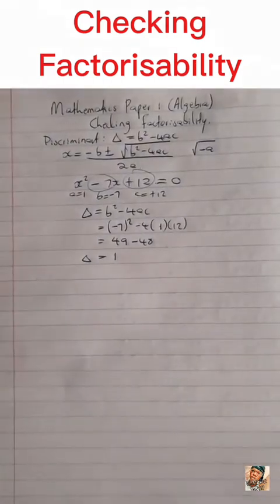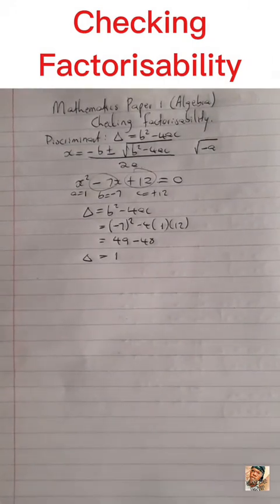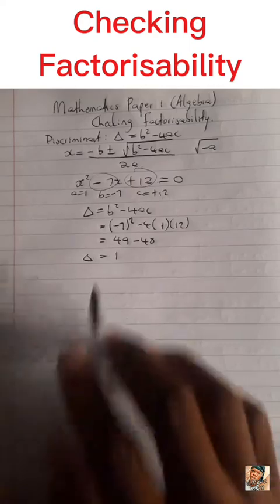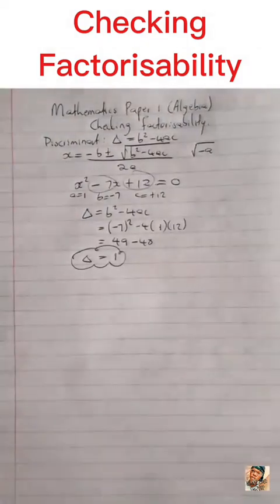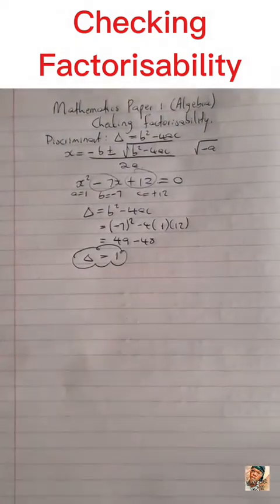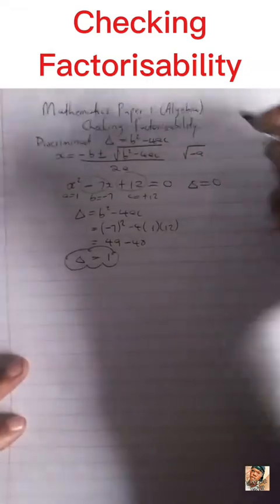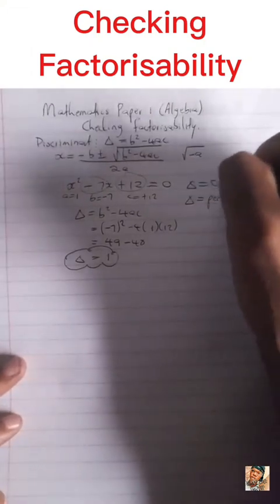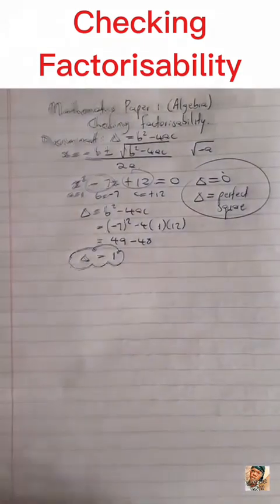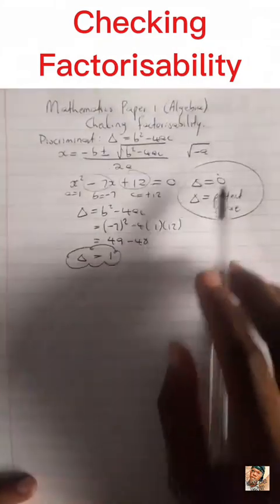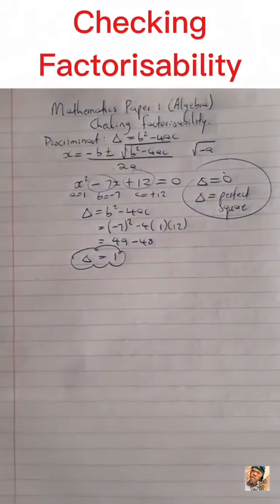We have to ask ourselves, is this discriminant equal to 0? No, it is not equal to 0. But is it equal to a perfect square? Yes, it is equal to a perfect square, because 1 is a perfect square. So the fact that this discriminant is equal to a perfect square means that this expression can be factorized. So this is how we check if an expression can be factorized or not. So it can only be factorized if the discriminant is equal to 0 or if the discriminant is equal to a perfect square. This is the only time that we can tell if an expression is factorizable or not. If it is equal to 0 or equal to a perfect square, it can be factorized. If not equal to either of these, then that means that it cannot be factorized. I hope that is clear.